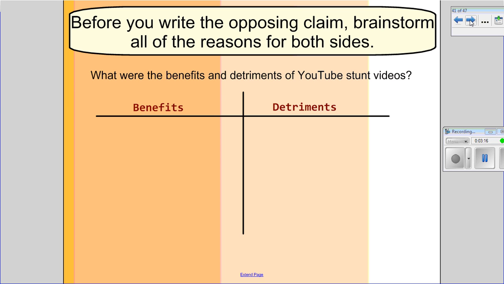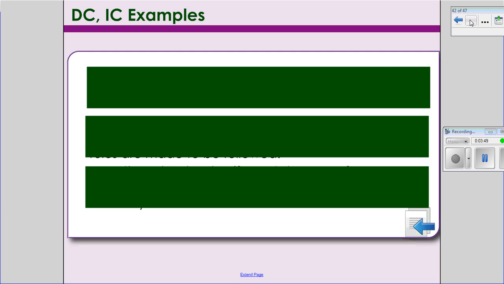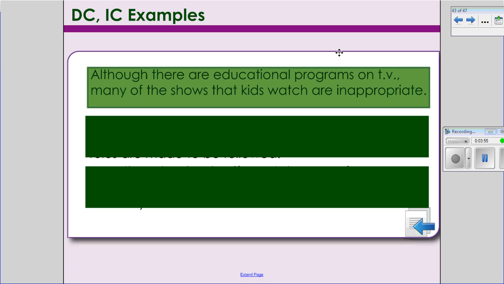Other people may be working with a different topic. So what you need to do is think of the pluses and the minuses. You as a reader and as a writer need to be aware of both sides. So you are going to make your opposing claim into a complex sentence, specifically following the format of DC, IC. You can use one of these subordinating conjunctions, or you may use one of the ones on the poster in the classroom. So here are some examples of counter arguments or opposing claims.